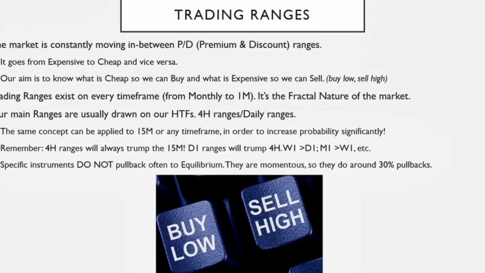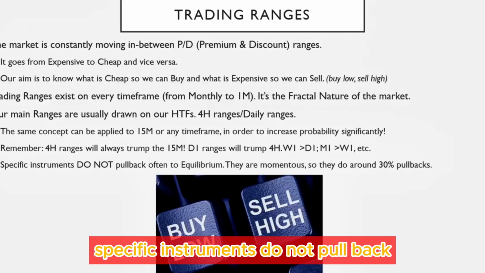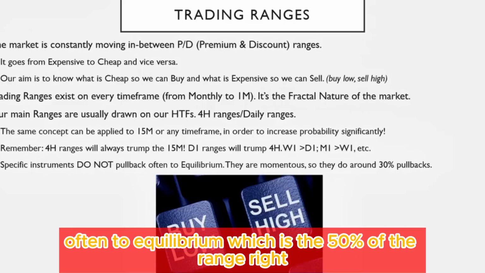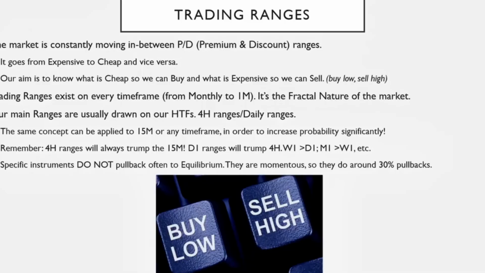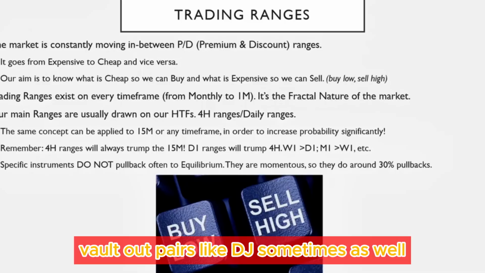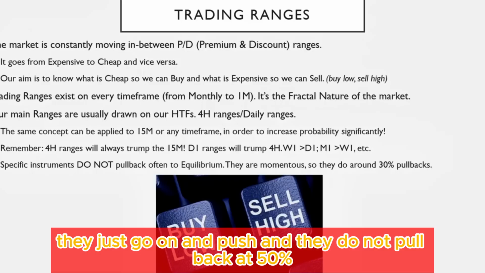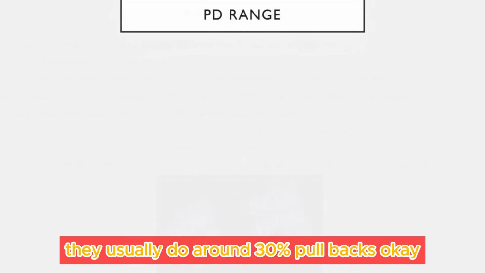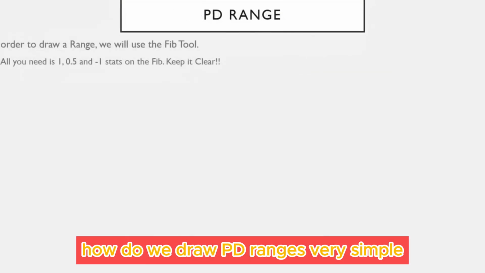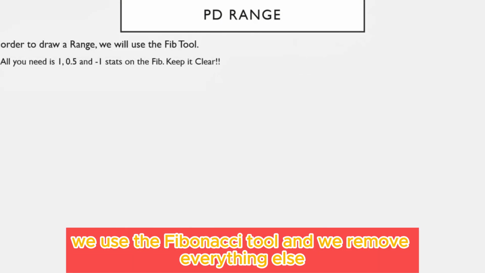Okay. A very important thing to note is that specific instruments do not pull back often to equilibrium, which is the 50% of the range, right? So they are very momentous. So you have to know your pairs and know that some pairs, for example, like gold, like volatile pairs like GJ sometimes as well, they just go on and push and they do not pull back to 50%. They usually do around 30% pullbacks, okay? How do we draw PD ranges? Very simple. We use the Fibonacci tool and we remove everything else.